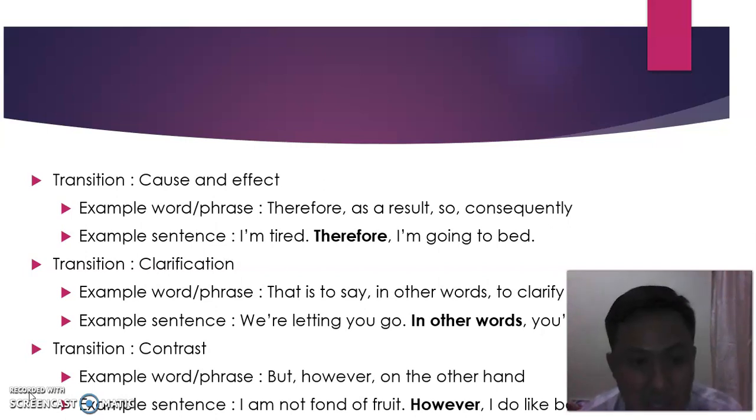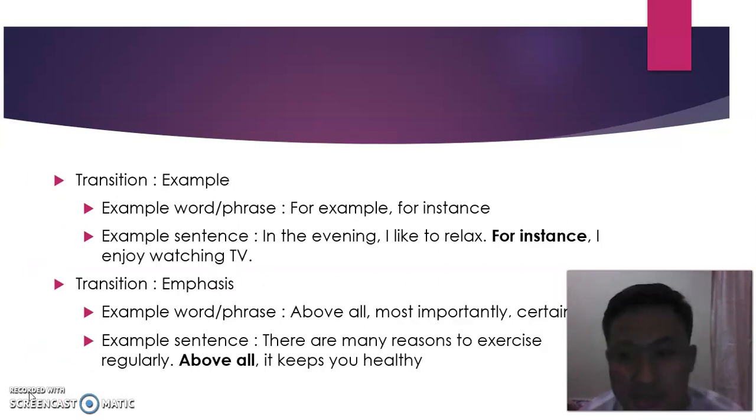Transition: contrast. Example words or phrases: but, however, on the other hand. Example sentence: I'm not fond of bread. However, I do like bananas. Transition: examples. Example words or phrases: for example, for instance. Example sentence: in the evening, I like to relax. For instance, I enjoy watching TV.